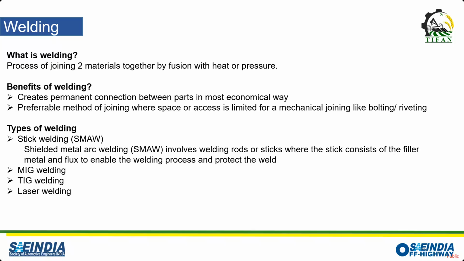So for welding, we are all aware that the basic process is connecting two materials by fusion with the use of heat or pressure. As I said, it creates a permanent joint, and it is also a preferable method of joining where your space or access is limited for mechanical joining like bolting or riveting. In that case, welding does help to secure the parts together. There are many types of welding that we use in the industry, and we have gone through all that literature.